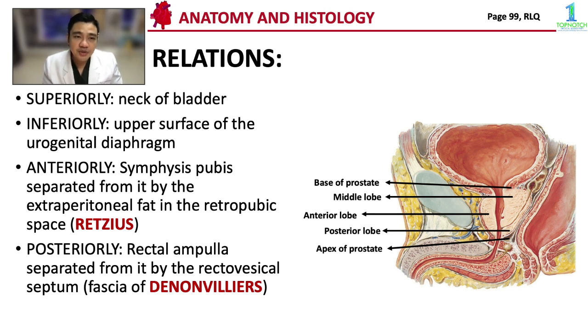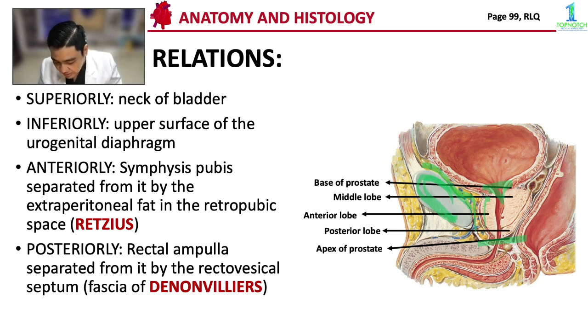So, how is the prostate related to other nearby structures? The prostate superiorly is in close relationship with the bladder neck, or doon sa funnel site or labasan ng ihi from the bladder neck. Inferiorly naman, it is found at the upper surface of the urogenital diaphragm. Anteriorly, if this is the pubic symphysis, we have a layer of fat here that we refer to as the retropubic space that separates the prostate gland from the pubic symphysis.